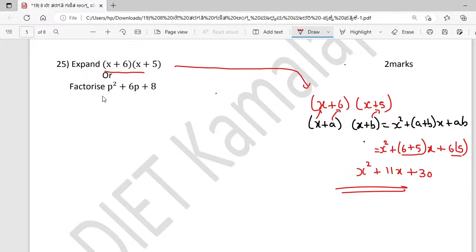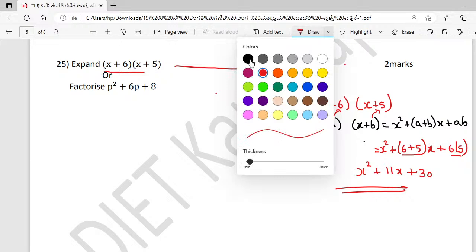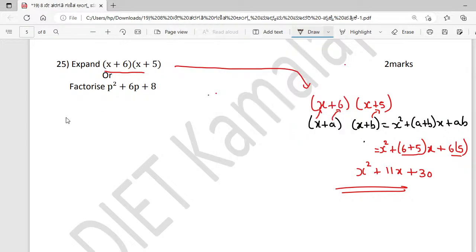In that, one more option, the choice is given for you. Let us solve with that. So p square plus 6p plus 8, that's your question. And they are saying to factorize. Okay, let us try to find out this one. So we know the first and last term we need to multiply. There is no numerical, we have to consider as 1. So 1 into 8 is 8 and p square. So it will be 8p square.